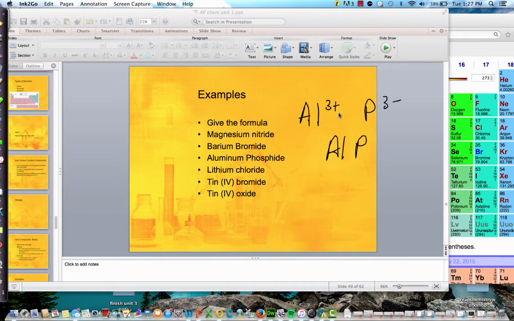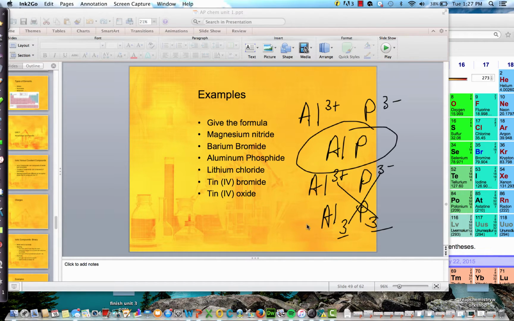Or if you want to, you can crisscross. And what you would see is that they would reduce. So bring the metal down, bring the nonmetal down. Little 3 comes down here, 3 comes down here. I have a 3 and a 3 that I pulled down. I can reduce that to 1 and 1. So my formula should just be AlP.